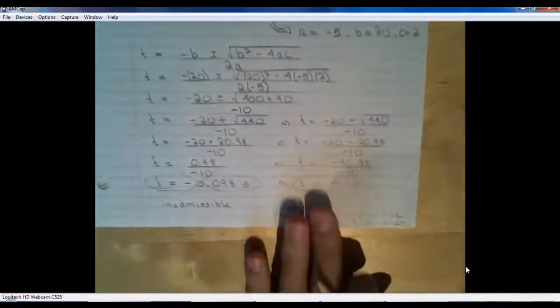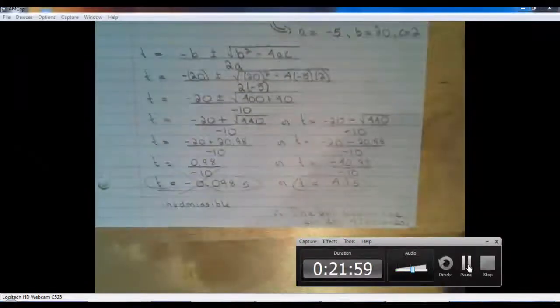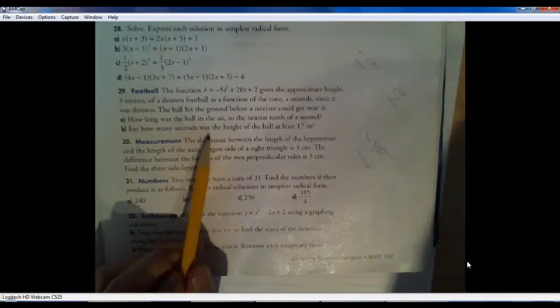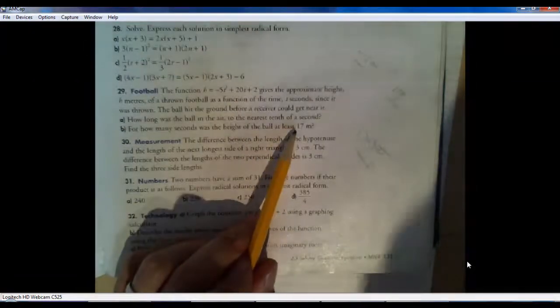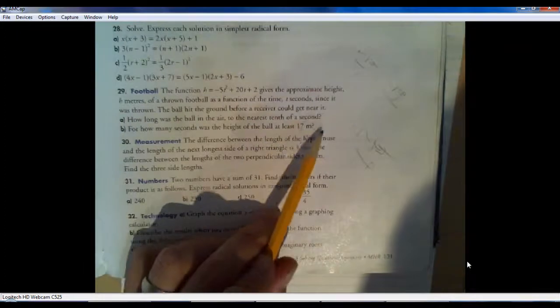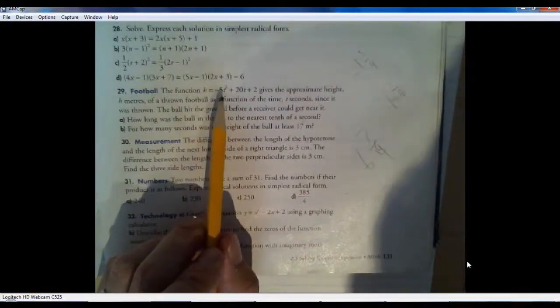Okay, so take a minute to reread question B, and we'll get set up for it. So in question 29, the path of a football, part B, they want to now know for how many seconds was the height of the ball at least 17 meters. So the height of the ball, h, equals 17 meters. What you need to do here is you take 17 meters, the height of the ball, and replace it for h. And when you do that, you'll end up with 17 equals minus 5t squared plus 20t plus 2. You have a quadratic. You then just use your simplification methods and solve it for time.